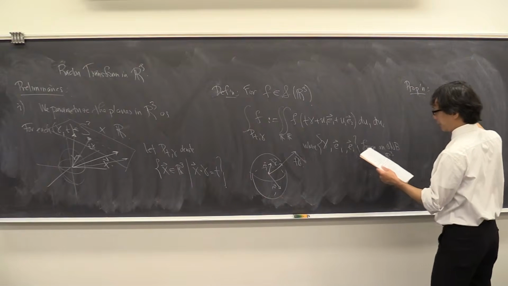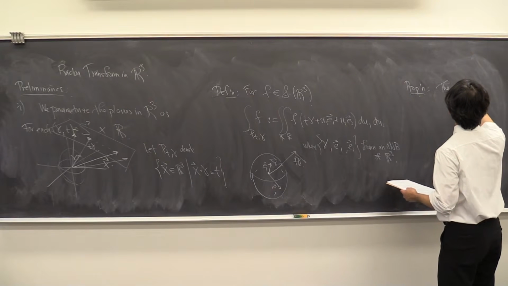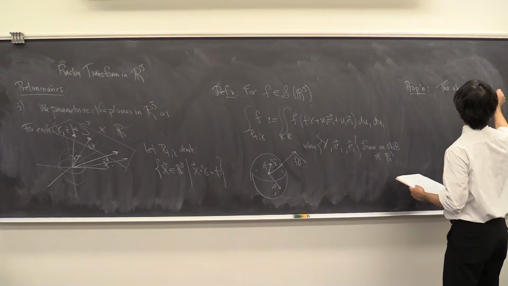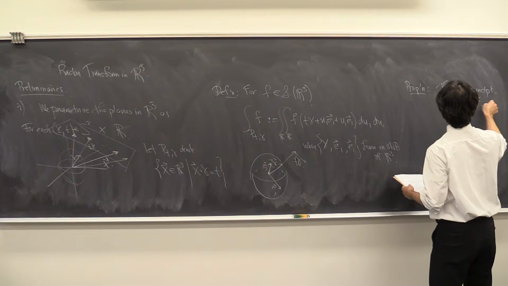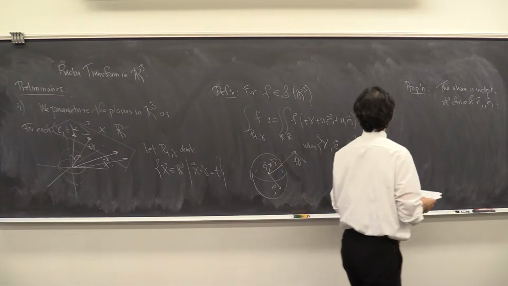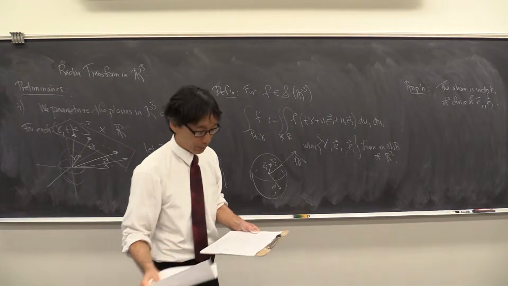It's easy to see that the above is independent of the choice of e1 and e2. If you choose any two other vectors, it's going to be the same.